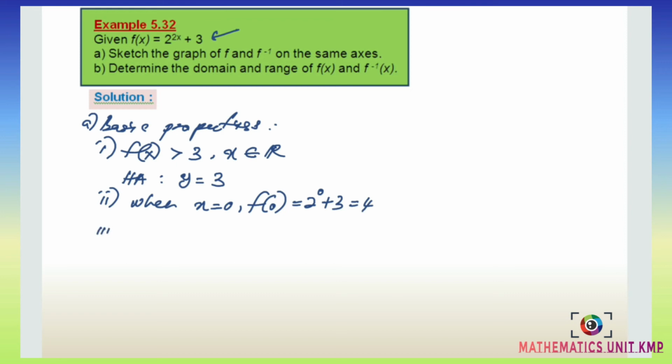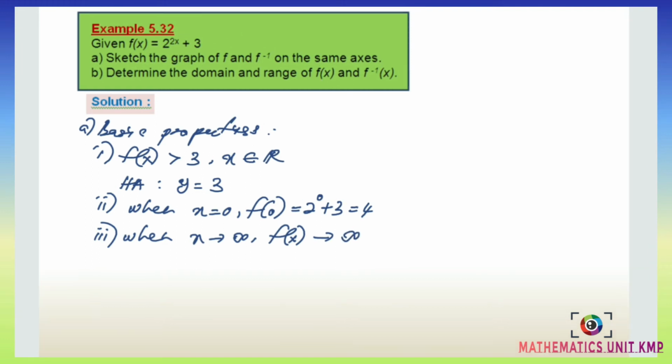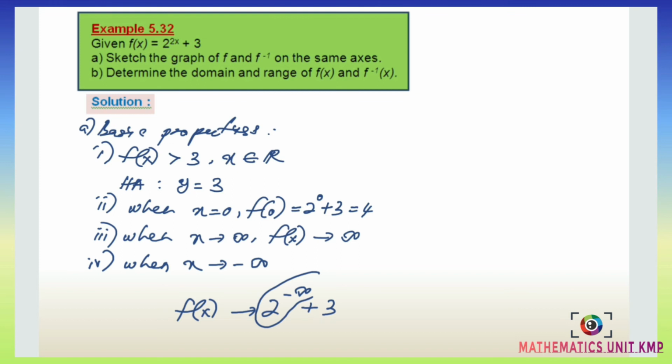And third, when x approaches infinity, the function gets greater and greater. f(x) approaches infinity. For the fourth step, when x approaches negative infinity, f(x) approaches 2 power negative infinity plus 3. 2 power negative infinity approaches 0. 0 plus 3.